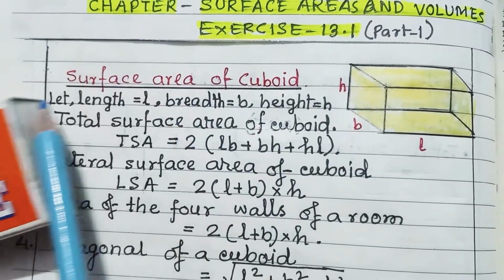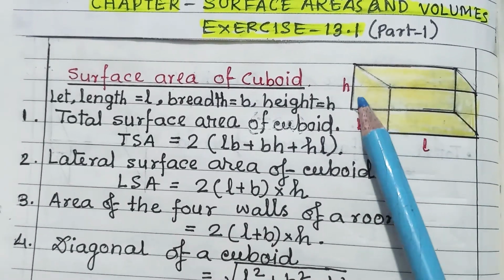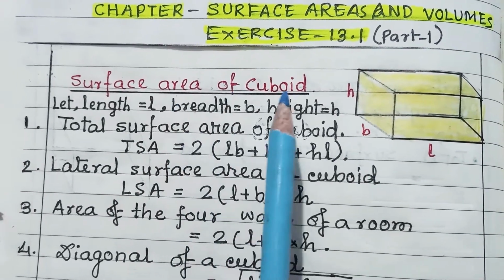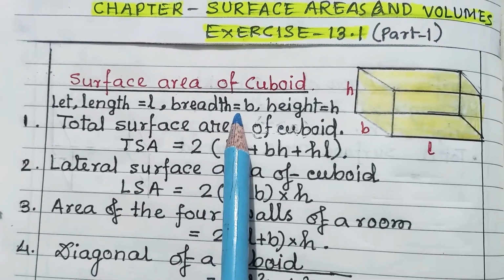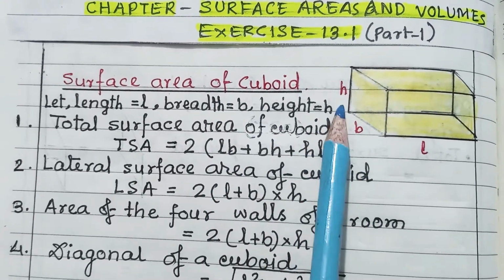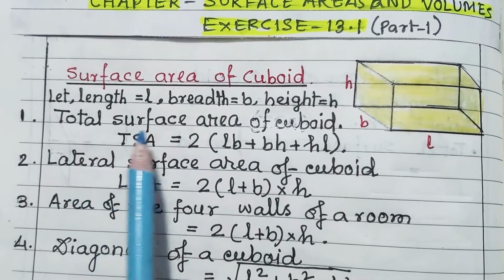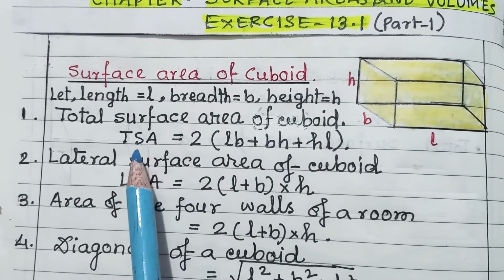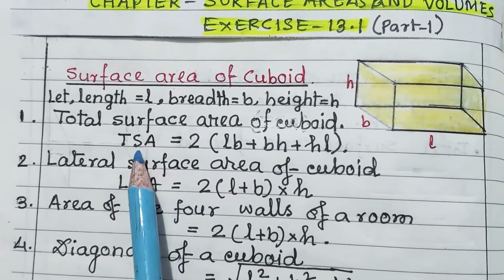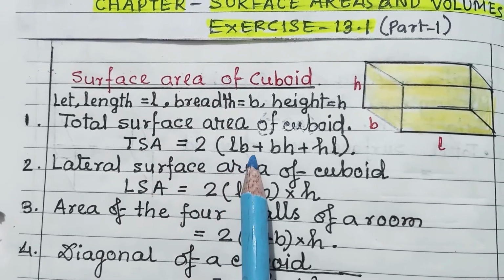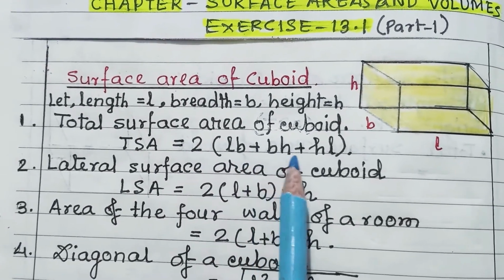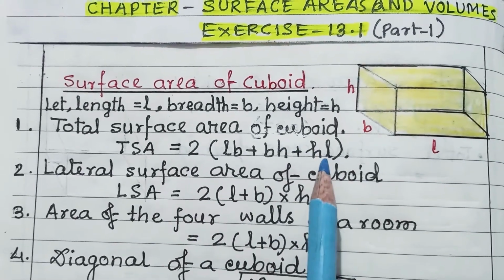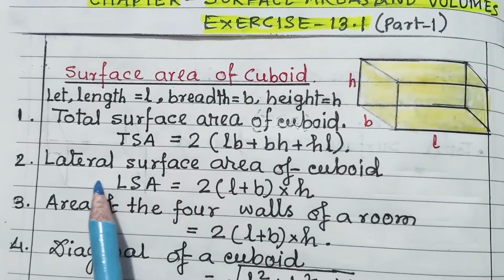Now check this. I have drawn it in this figure. Here is the surface area of a cuboid, where I have taken length L, breadth B and height H. The total surface area, that is the total of all 6 faces, is TSA. In short, we can write it as 2 into (length times breadth plus breadth times height plus height times length). It is the formula. Please learn all these formulas, then you can very easily solve each and every question.